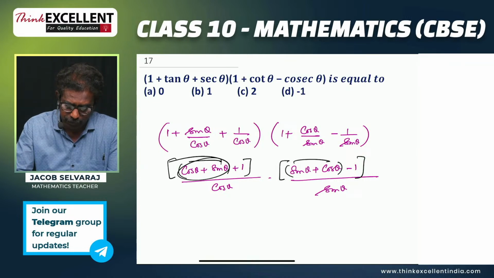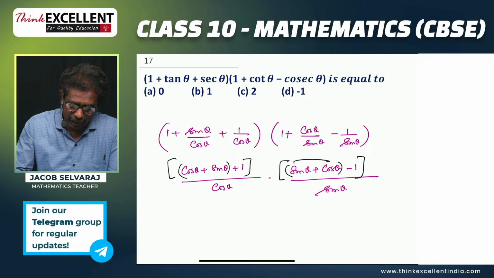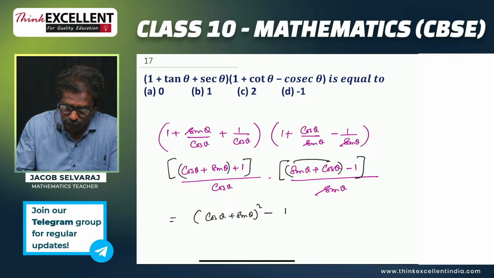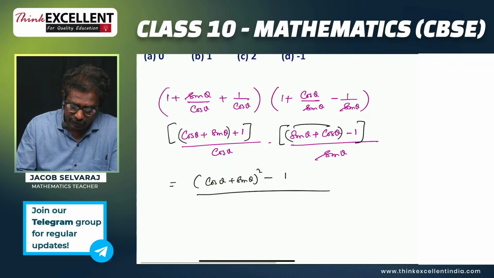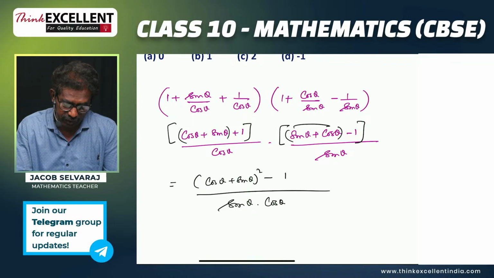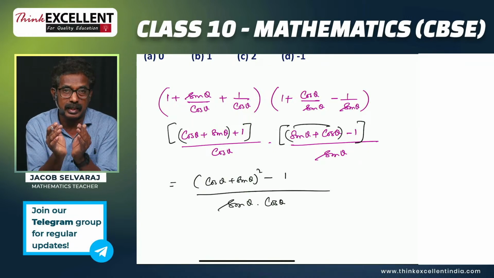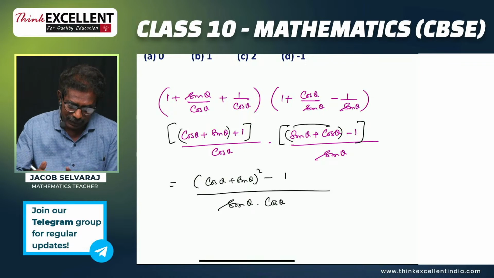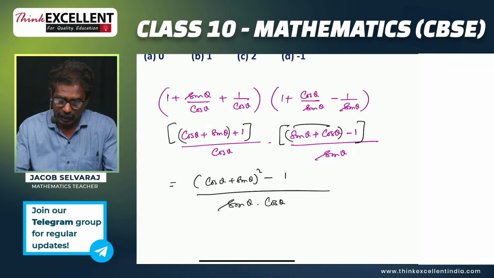This is our A. A plus B into A minus B. It is A square, that is cos theta plus sin theta the whole square, minus B square. That is 1 square is 1. Denominator is sin theta cos theta. So if you group like this, it will be easy for you. The sin theta plus cos theta, take it as one term. Take it as A. So it is A plus B into A minus B, A square minus B square.